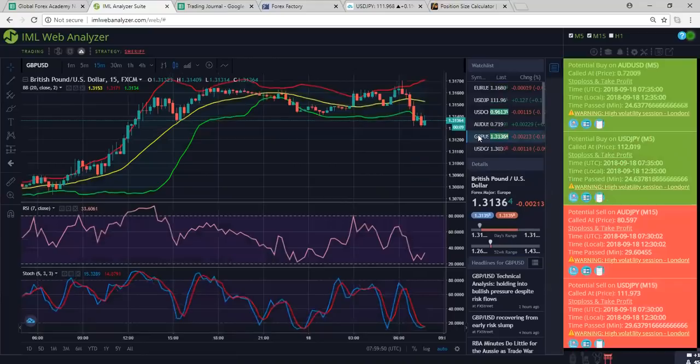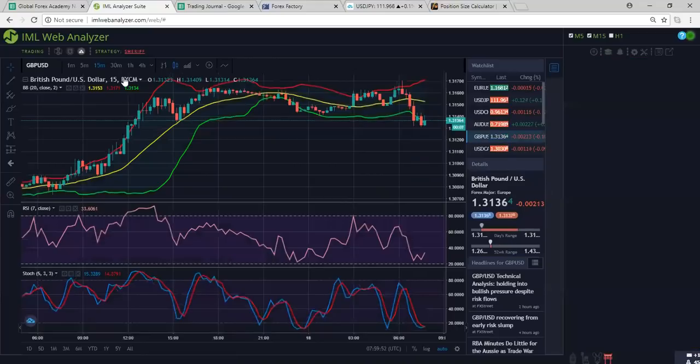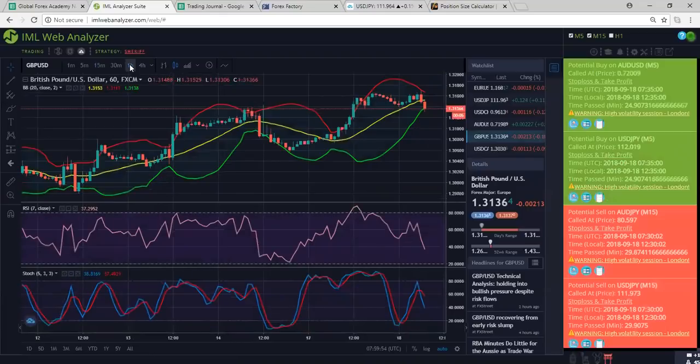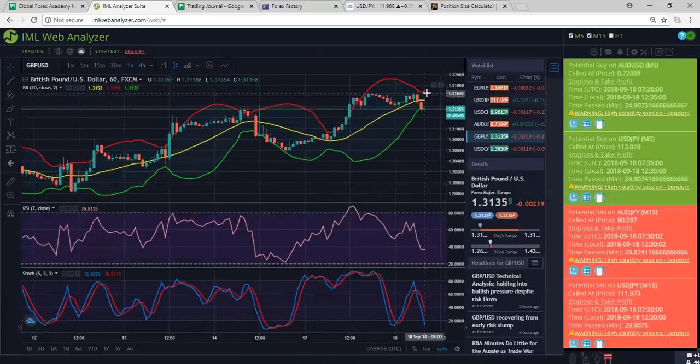So this is GBP USD. So look at this, GBP USD. So then I like to go on the 1 hour time frame, and I just like to get an idea of how the market is trending. And so overall, let's see.